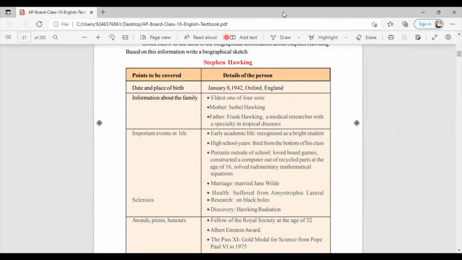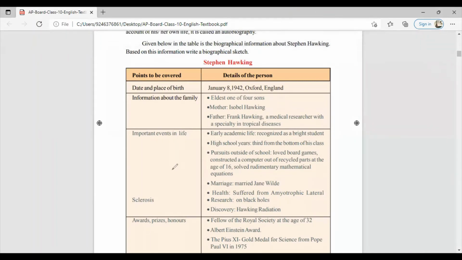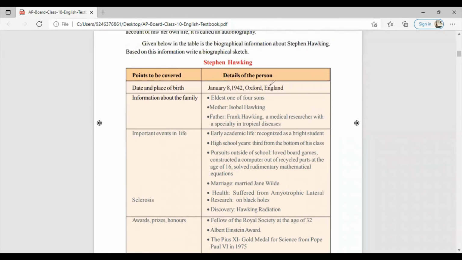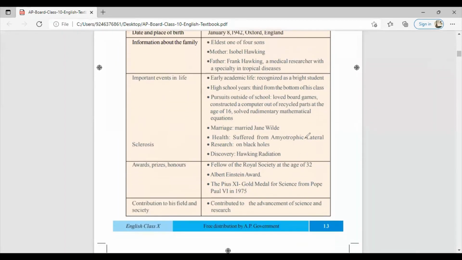You have to include these points, whatever is on the screen, and you have to write completely in the form of a paragraph. So in the first paragraph, what will you write? You can put the heading, biographical sketch of Stephen Hawking. Then Stephen Hawking is one of the greatest scientists, as we have already read. You can see science research, so you can make it a rough idea that he is a famous scientist.